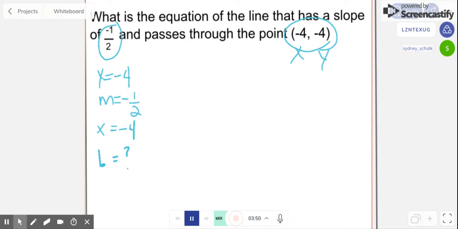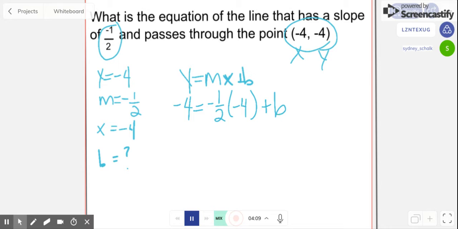So what we're going to do is go ahead and plug in what we do know into our slope-intercept form, so into y equals mx plus b. The y becomes -4, the m becomes -1/2, the x becomes -4, and we leave that plus b as it is because we don't know what b is. Well, we take -1/2 times -4, which is +2. That's still equal to -4, and we're still adding on that b. Lastly, subtract 2 from both sides, and we get b equals -6.